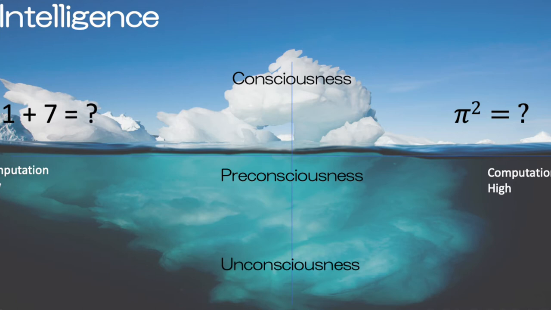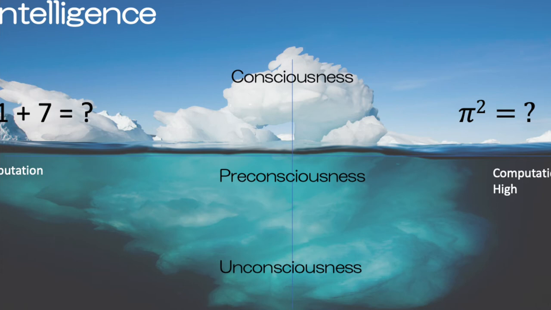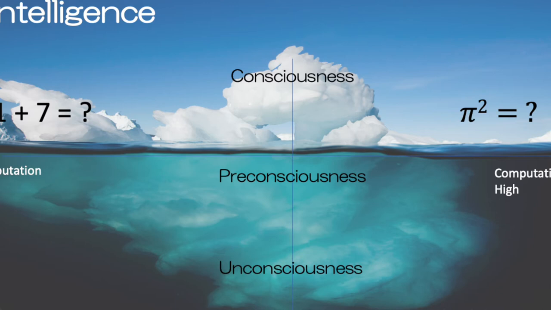So do we do arithmetic in an unconscious state or a conscious state? Even when it's computationally very simple, right? 1 + 7 is very simple. We have to do it in a conscious state. And this is probably an easy example. Do you have a disagreement?